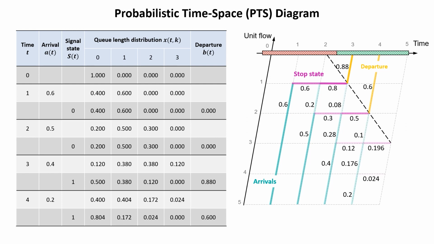In summary, we can project the point queue representation to a spatial temporal space and represent the probability of a vehicle traveling on each edge in the probabilistic time-space diagram. Therefore, the PTS diagram directly shows the spatial-temporal distribution of vehicle trajectories.